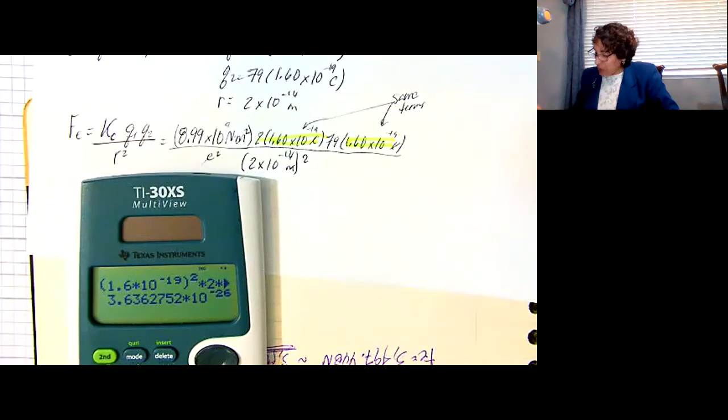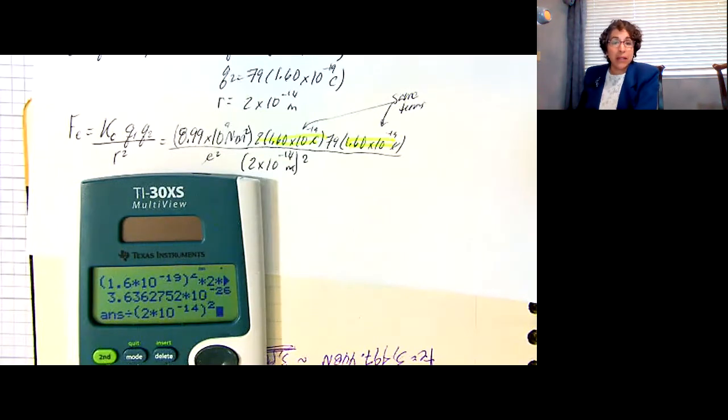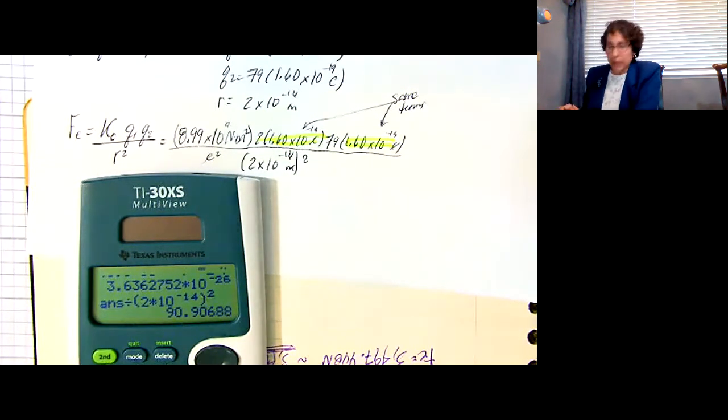Now let's see if I get that right. I'm going to divide this by, and I want to square 2 times 10 to the negative 14. Negative 14. I want to bring down the parentheses. Hope I got that right. Am I missing anything? And I've got to square that guy. There we go. All right, this time I did it right. So you've got to really be careful. Maybe you'll roll back and see where I typed the wrong number somewhere, but this is correct, 90.9.